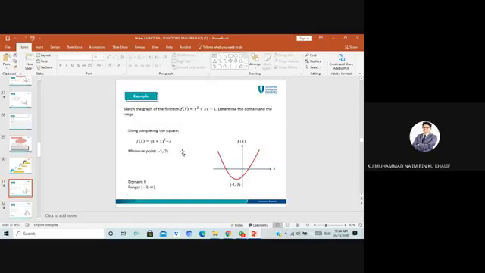Okay, so for this example, sketch a graph and determine the domain and range. X square plus 2x minus 1. Alright, I would like to share with you how to get the completing the square in a short way.